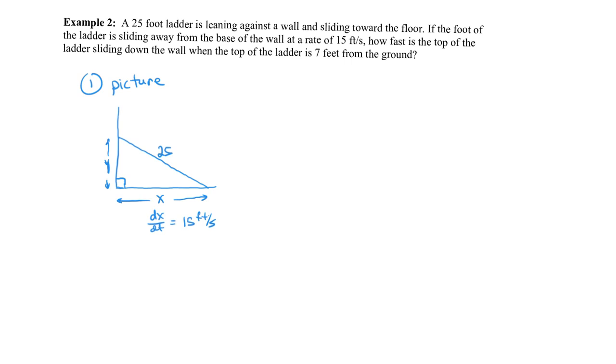There's the picture. So step 2, I always think, okay, what is the rate we know? Because they're going to typically give us some rate of change. And in this case, it's what we just wrote. This is the rate that we know. It says that the ladder is sliding away from the base of the wall at the rate of 15 feet per second. So dx/dt is 15 feet per second. And then step 3, what is the rate we want?